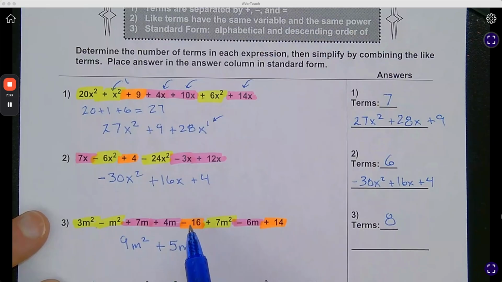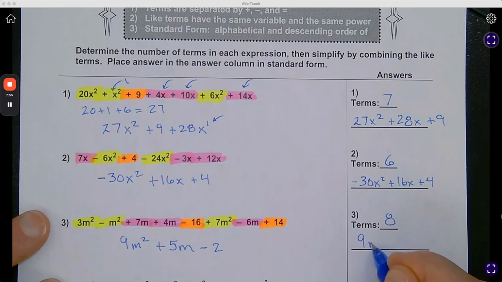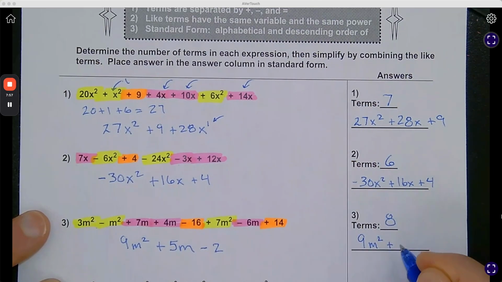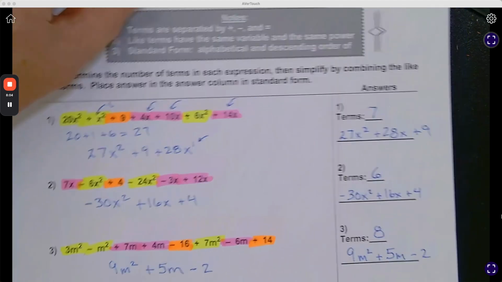Now, this is negative 16 plus 14. Do you have more negatives or more positives? Because every negative cancels out with every positive. So if 14 of those positives cancel out with 14 of those negatives, notice there's 2 negatives left. And that is the final answer. 9m squared plus 5m minus 2. Very good, very good. Let's keep going.